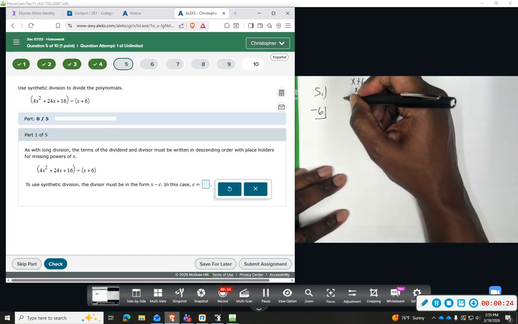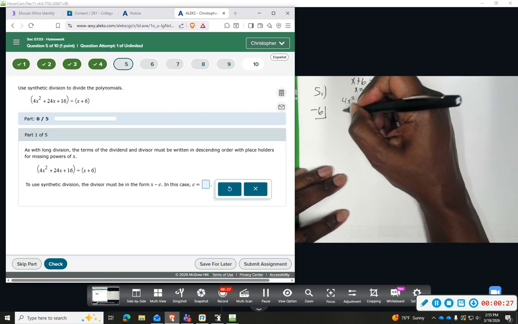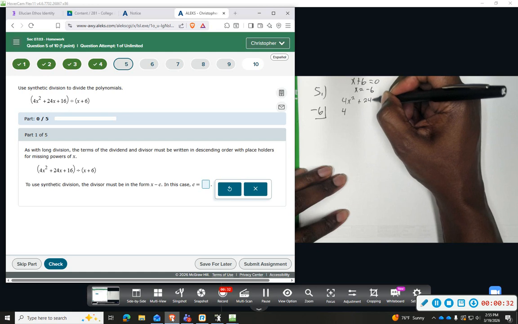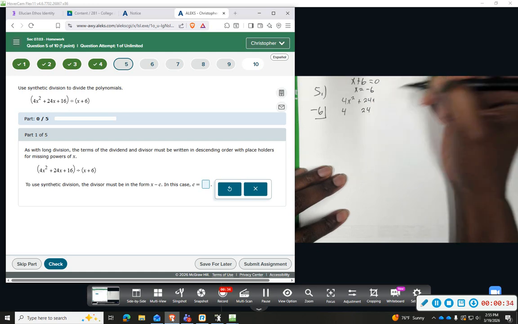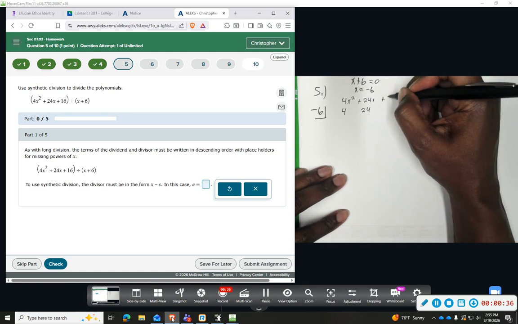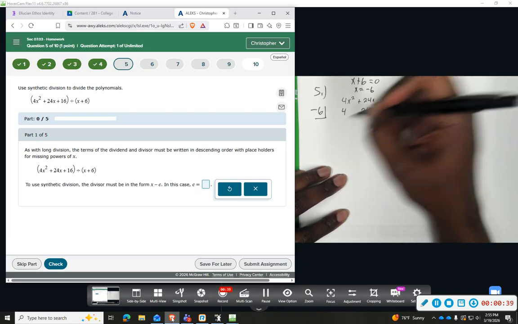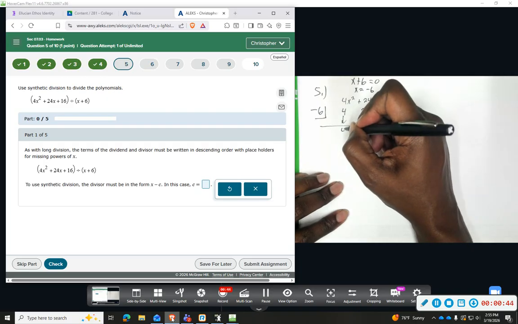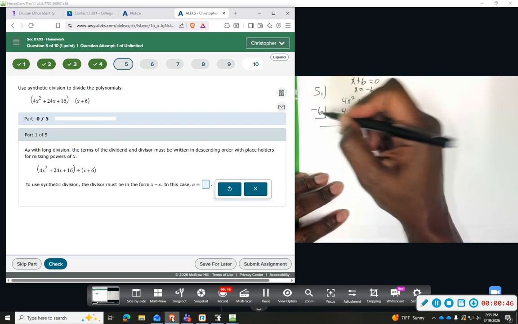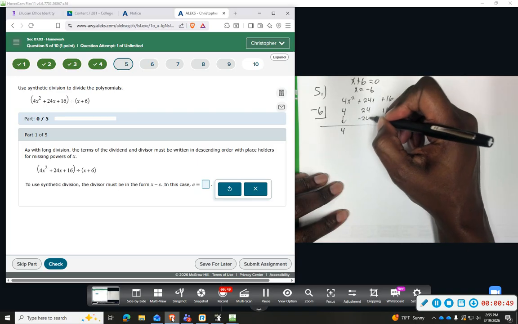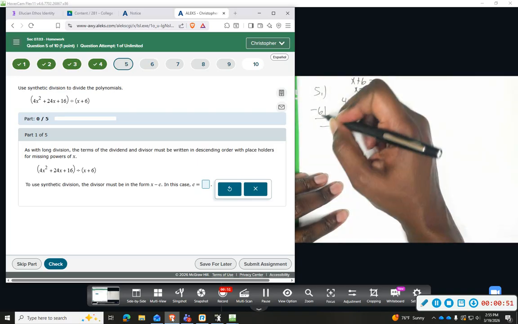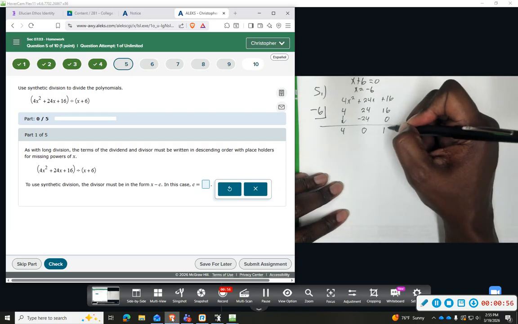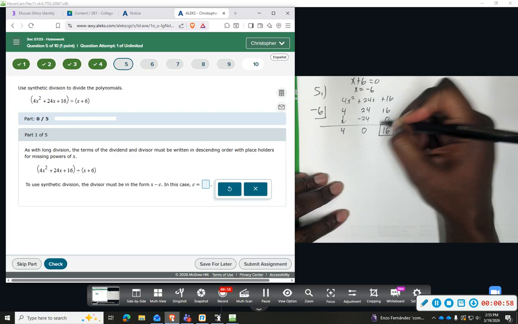So the 4x squared, we're going to list the 4. And then the 24x, we're going to just write down the 24. And then the 16, and just the 16. Draw a line, bring the first number straight down, and then you multiply below. So -6 times 4, -24 gives us 0, and then -6 times 0 gives us 0, and we get 16. So 16 is our remainder.